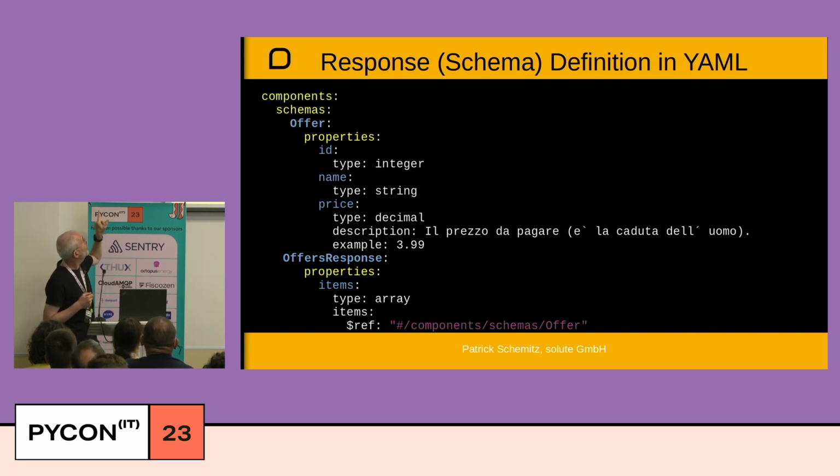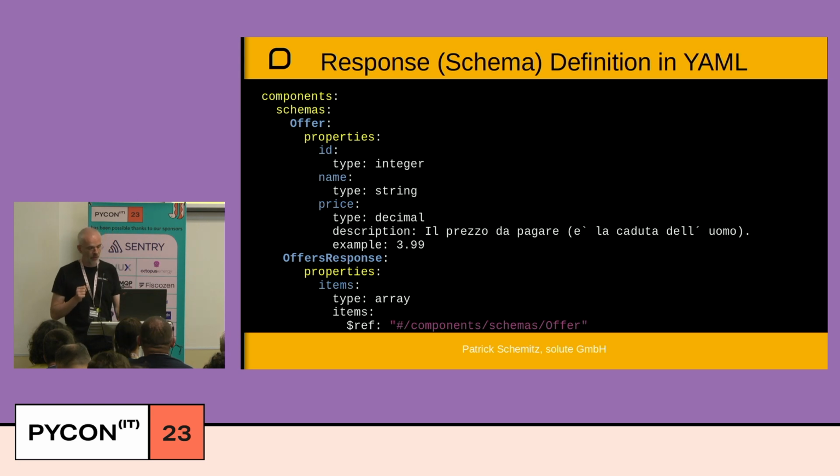There's this components section, subsection schemas, and then there's an offer, which has properties. It has an ID, a name, a price. They all have types: integers, strings, whatever. They can have a description, and since this is the city of Dante, I was going to be a bit poetic with this example. But those schemas can also reference each other, as you can see with the offers response, which has only one property, the items, which is a list of those offers above. Okay, so this is straightforward, if, again, maybe a little chatty, verbose.